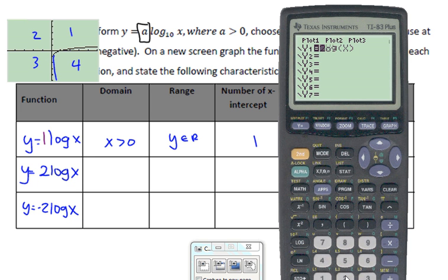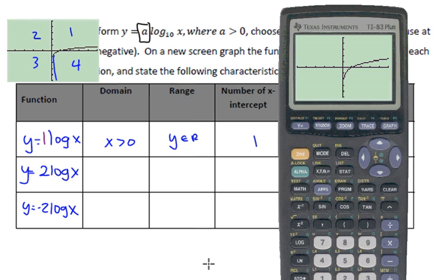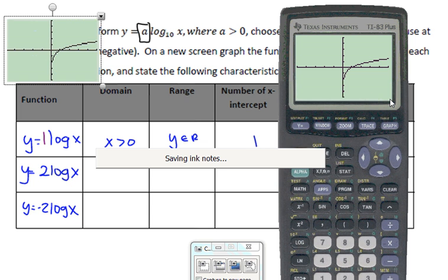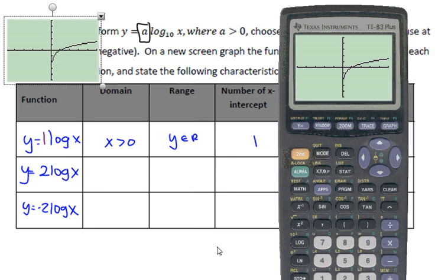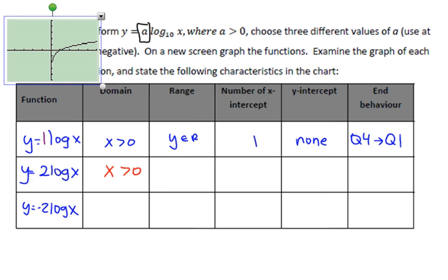Try positive 2 log x. So if you can graph that. It's the same. Did anything change? It's just a little bit taller, but that's about it. How about the domain? Will that change? No. Range, will that change? No. X-intercept, still at 1. Y-intercept, none. 4 to 1. Okay. So let's just try the negative now.